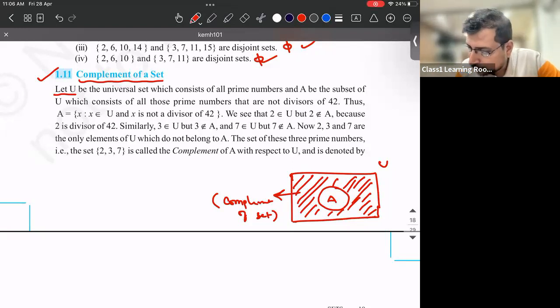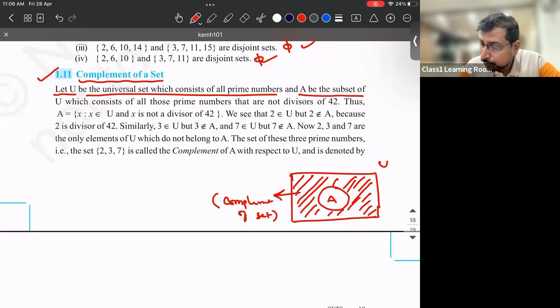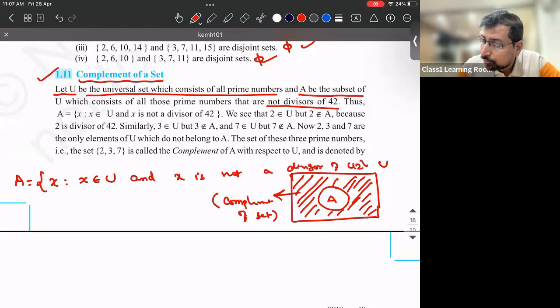Okay. So listen to this carefully. Let's take an example. Let U be the universal set which consists of all prime numbers, and A be the subset of U which consists of all those prime numbers that are not divisors of 42. So how will you write set A? A will be equal to the elements x, where those elements are coming from the universal set, and what is the condition it needs to satisfy? x is not a divisor of 42.